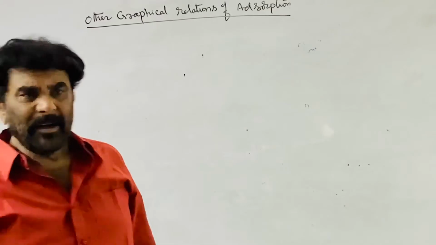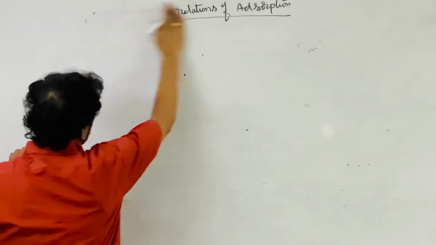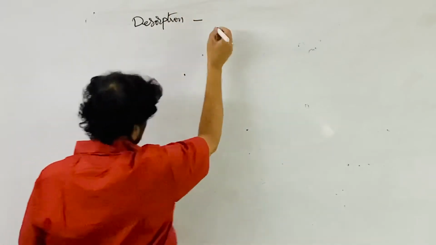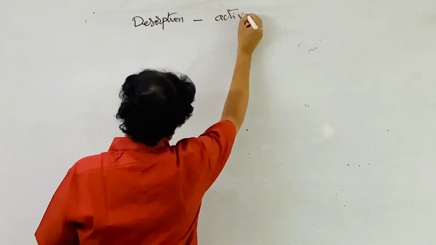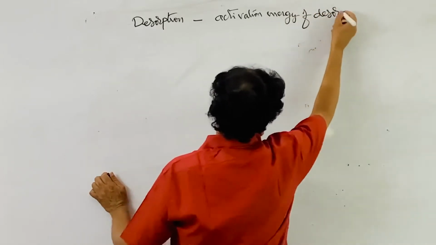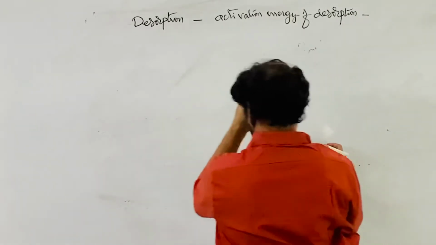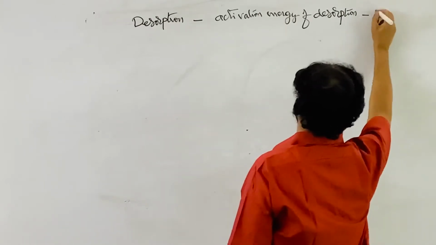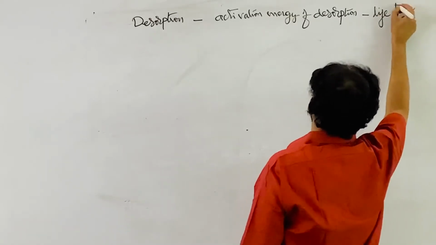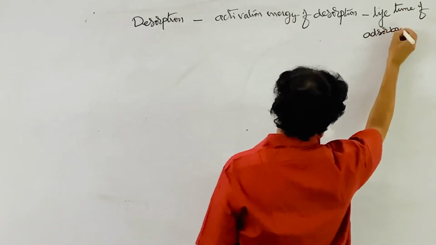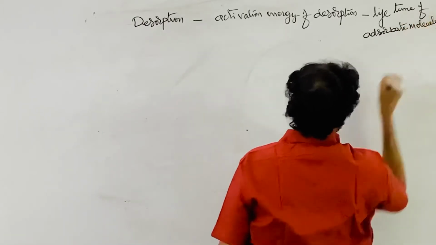So next one is desorption. This is the activation energy of the desorption, the energy of desorption, and the average lifetime of the adsorbate molecule, tau.